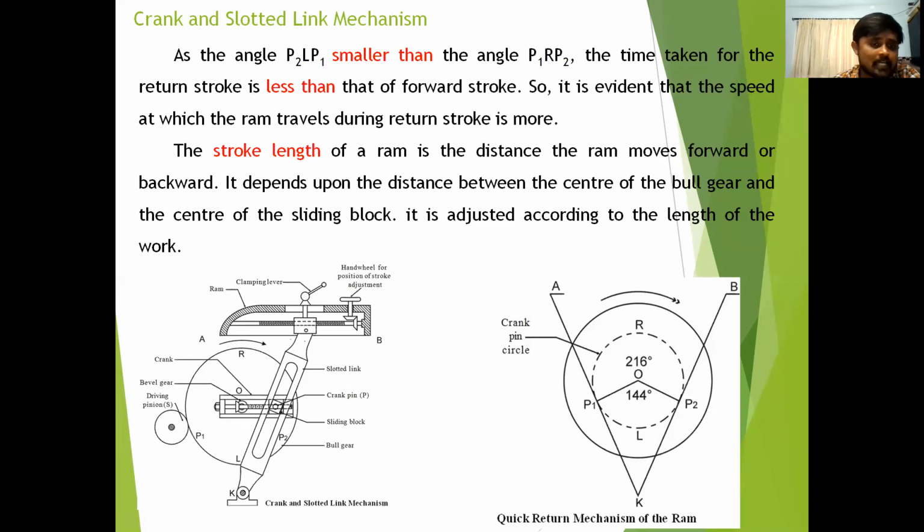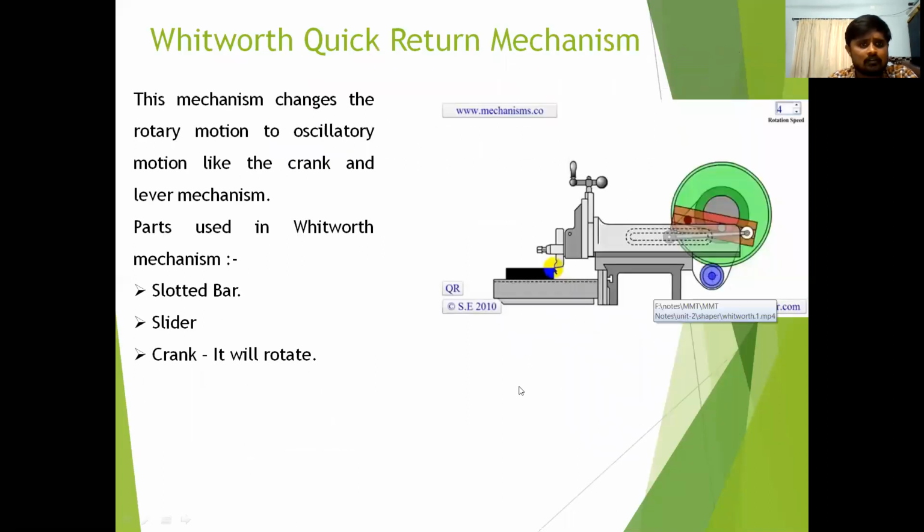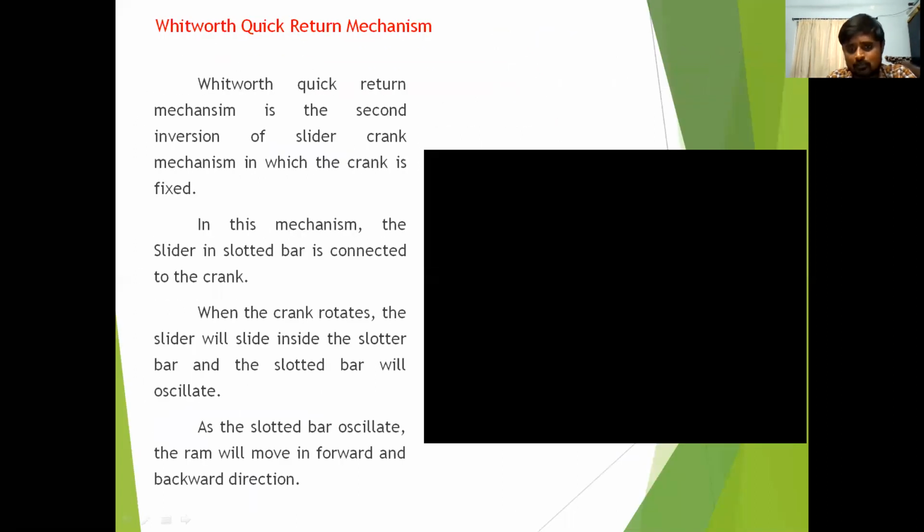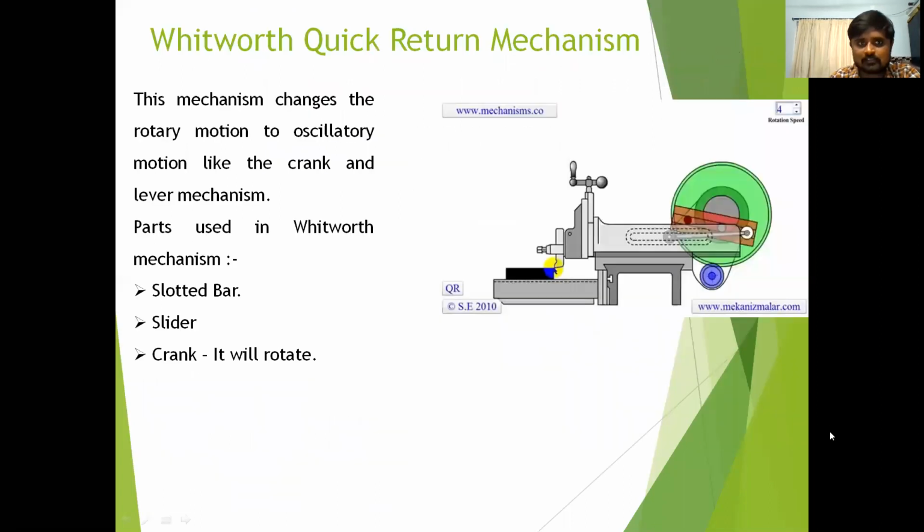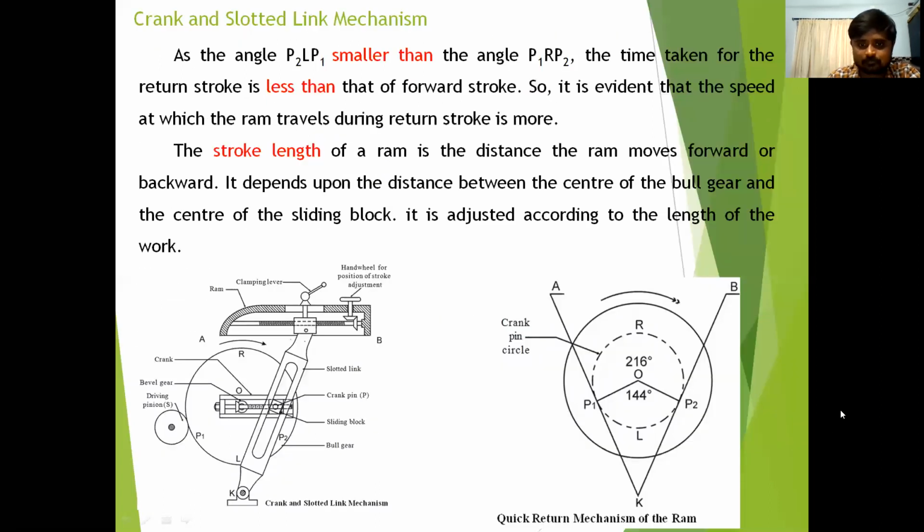Because which type of motion do we require for this shaper? The quick return motion mechanism is required for the shaper. So by using these links, by using this mechanism, we are going to get the quick return motion. So this is about the crank and slotted link mechanism.